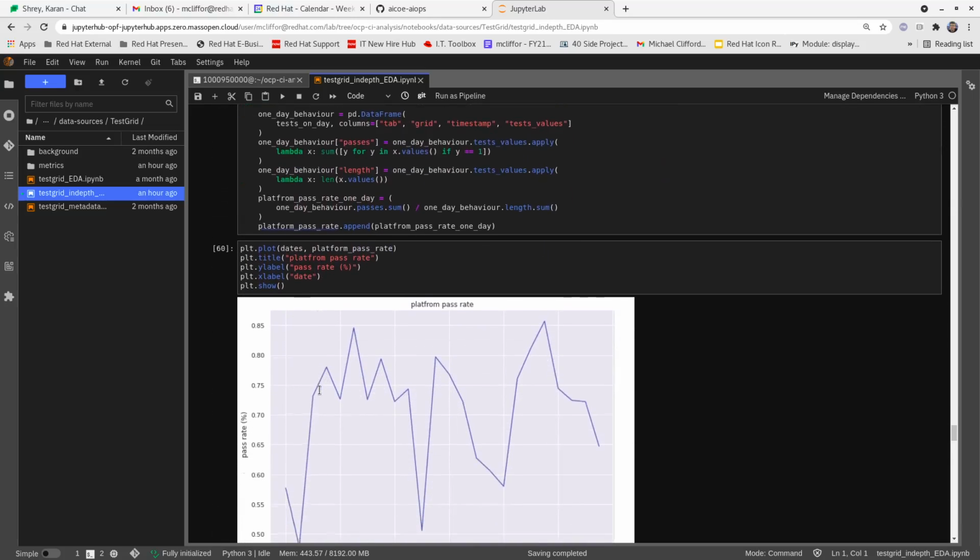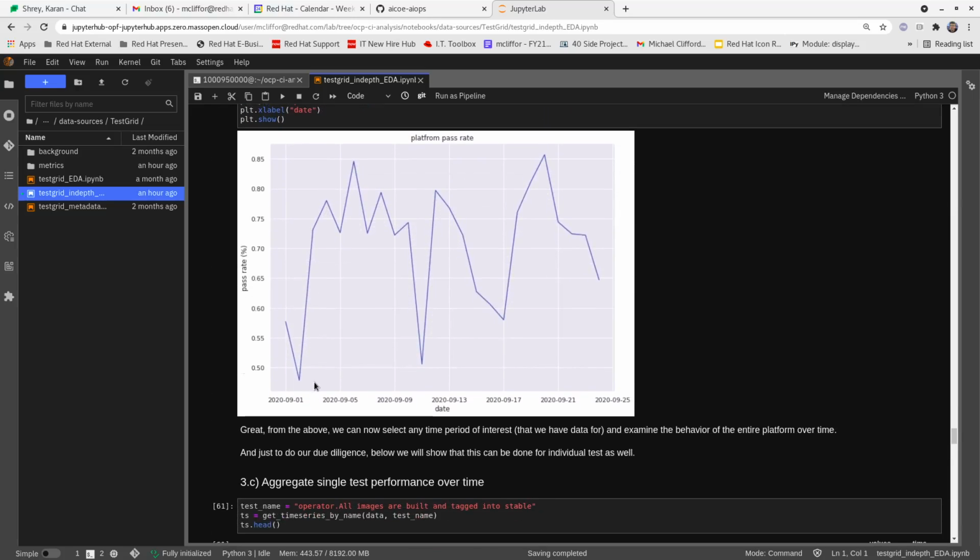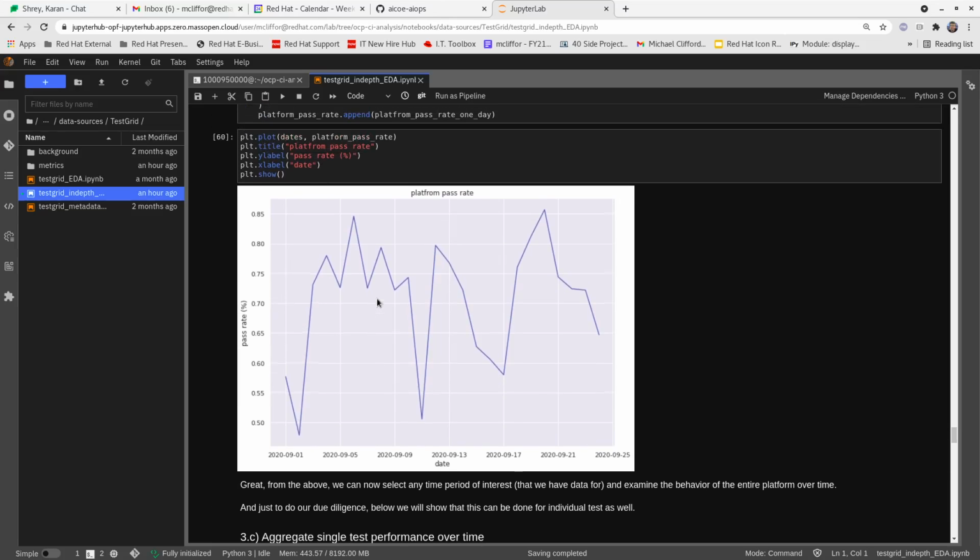So we can go ahead and do that and plot it, and we can see that from September 1st to September 25th, we had a platform pass rate that went from about 57% up to 86% or so, and fluctuated between there. So it seems to be somewhat stable, at maybe on average a 70% pass rate.